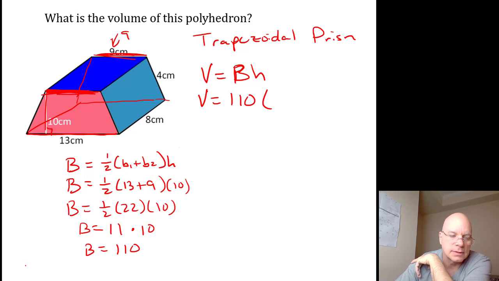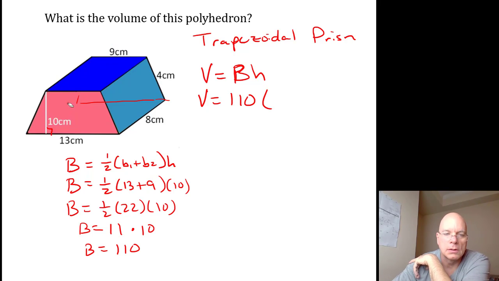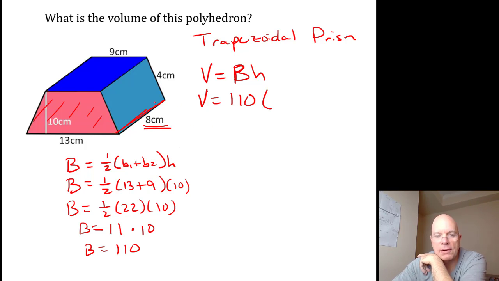Now the height of the trapezoidal prism. How far apart are those trapezoids? How far is this trapezoid from the one on the opposite side? If you stood this prism up on its pink trapezoidal face, this base, how tall would it be? The answer is 8 centimeters. That's how far apart the trapezoids are. That's the height of the prism. So the volume is 880 centimeters cubed.